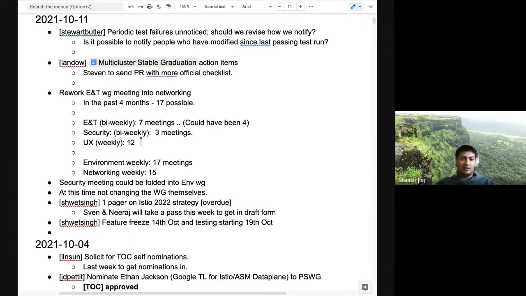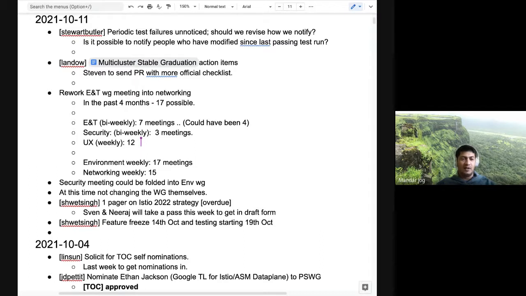security only met 3 times, UX 12, and then environments and networking met most of their full quota, even though in the past month, networking has had 2 cancellations. So there is a directional thing that we need to look at, and then there are also 1 or 2 specific things that we want to do.